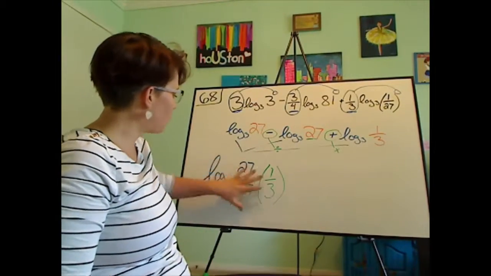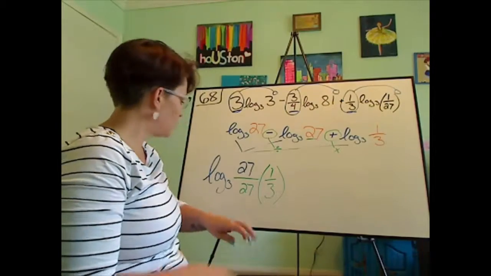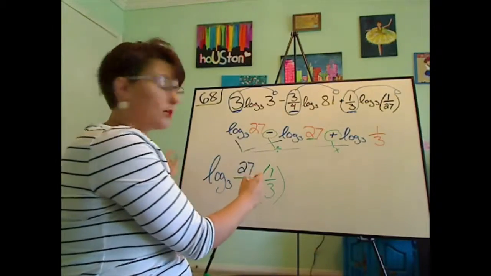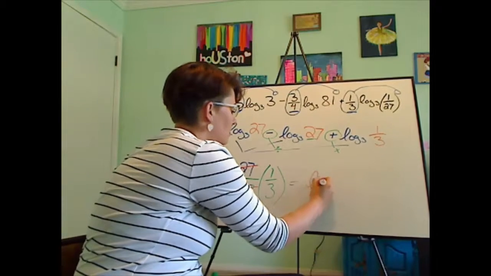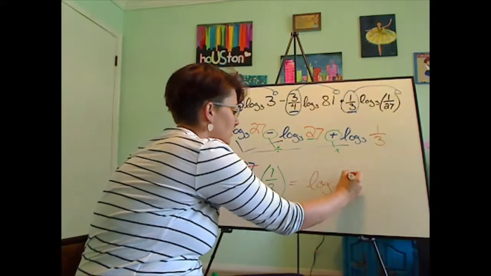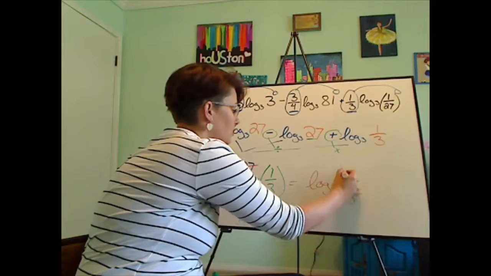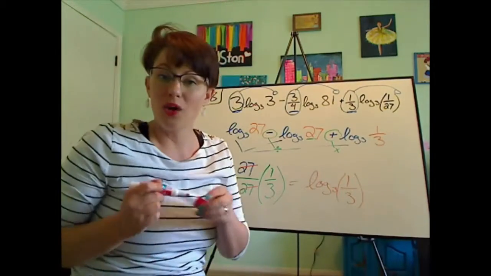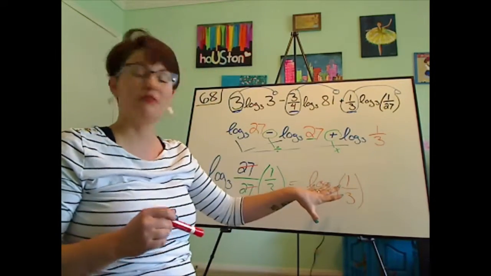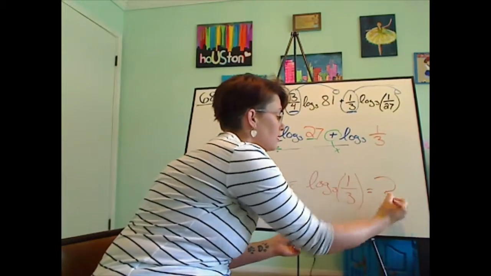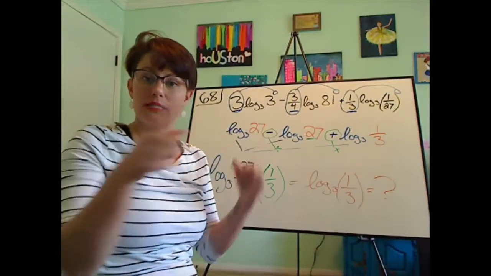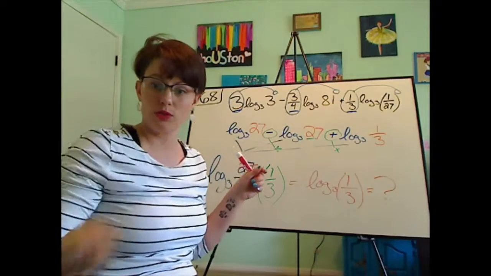Now we're going to simplify out this. So the 27/27 cancels. And you just get log base 3 of 1/3. We're not done yet. We can actually simplify this a step farther by figuring out what this equals. So give me a second to erase my board, and then we will talk about that.